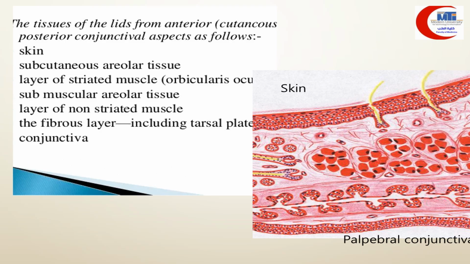Let's now know the structure of the eyelid. This movable fold of tissue is formed, anteriorly to posteriorly, of: anteriorly, skin and subcutaneous areolar tissue. Then there is a layer of skeletal muscle, striated muscle, the orbicularis oculi. Then a dense connective tissue layer, the tarsal plate, and finally, posteriorly, the palpebral conjunctiva.